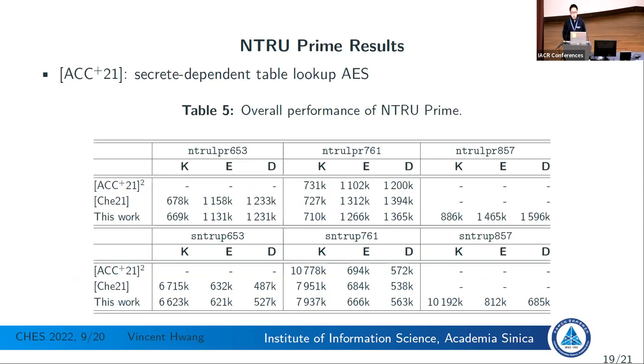As for NTRU Prime, we compare to the existing work, which is ACC+21 and CHK+21. And there's a performance degradation in terms of the NTRU LPRime encryption. And the reason is that previously they used secret dependent table lookup AES, and our paper switched to the bitslice AES.